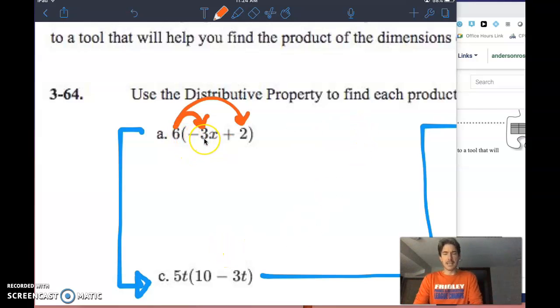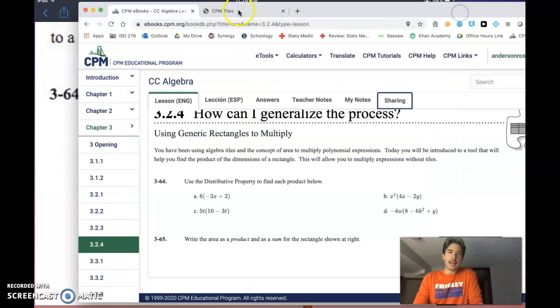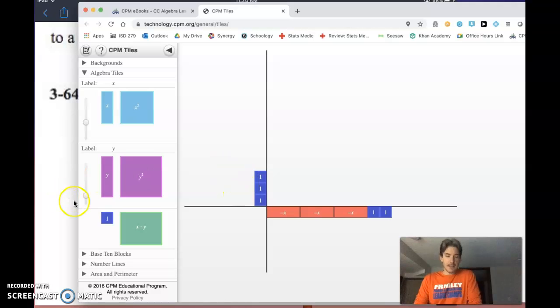We've got 6 times the quantity of negative 3x and 2, and I set this one up ahead of time using some algebra tiles. I've got negative 3x and 2, and I'm building 6 over here, and you guys can see what's going to happen. This one will work out. All right, but let me show you just conceptually what's going to be happening here.